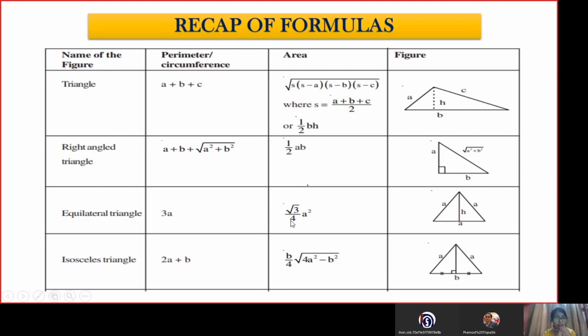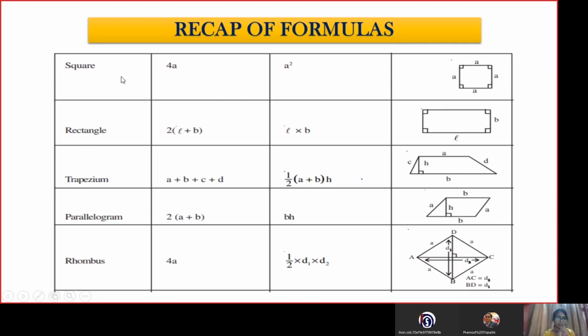Then we understood what is the area of an equilateral triangle, root 3 by 4 a square. We also understood how we derived it. Then area of an isosceles triangle is b upon 4 into square root of 4a square minus b square. Next, we understood the formula for area of a square. Perimeter of a square is 4 into side. Area of a square is side into side.